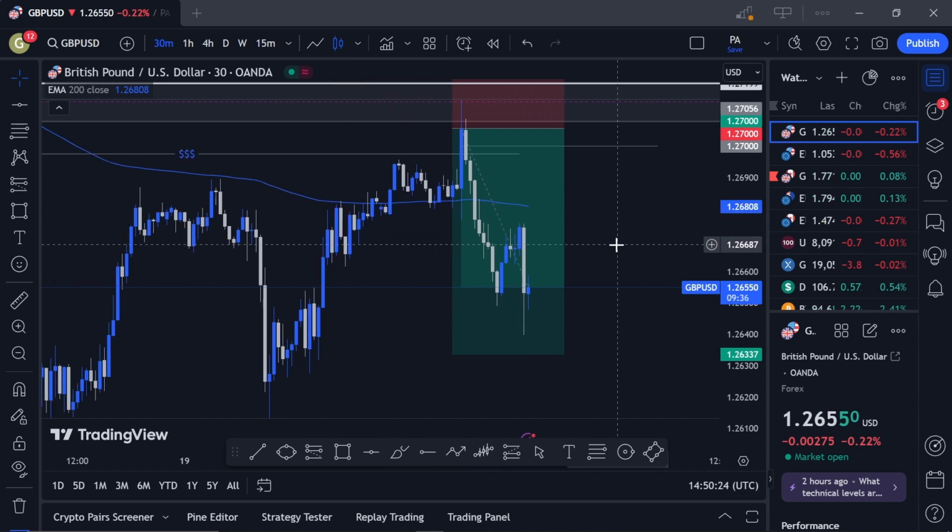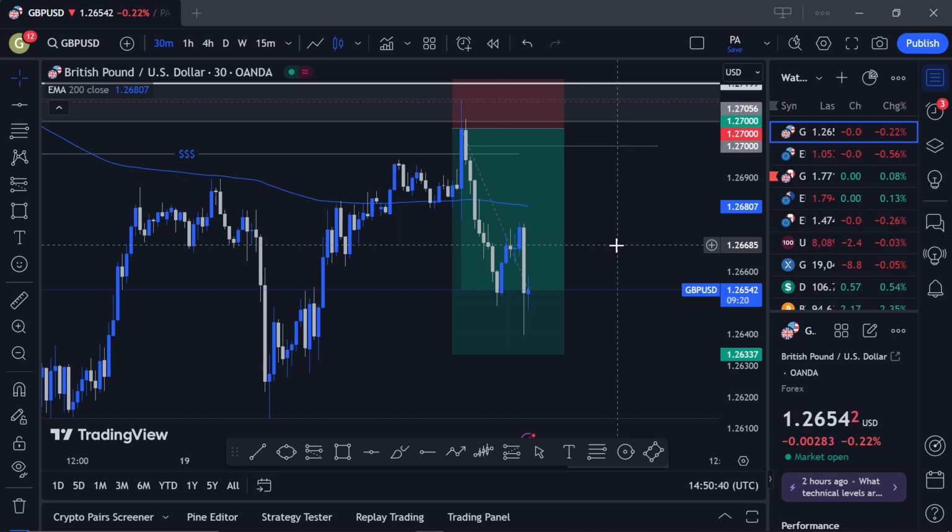So basically, I like identifying my supply and demand levels on the 30-minute. This is not because the 30-minute is the best to identify them. It simply means that that is what I have backtested over and over again and has proven to work. That's why I stick to it. So in your own case, it might be different.